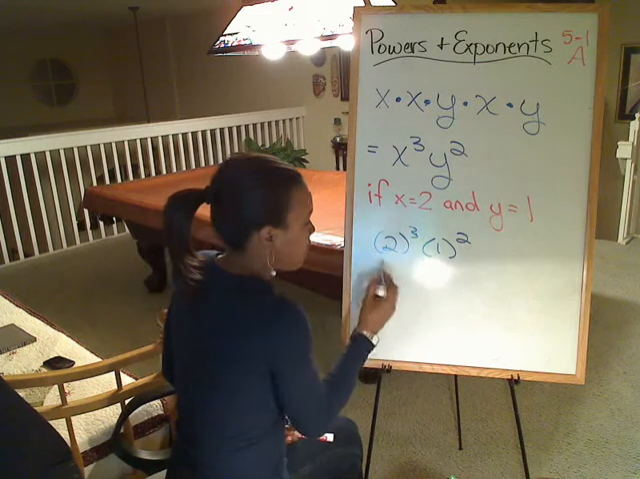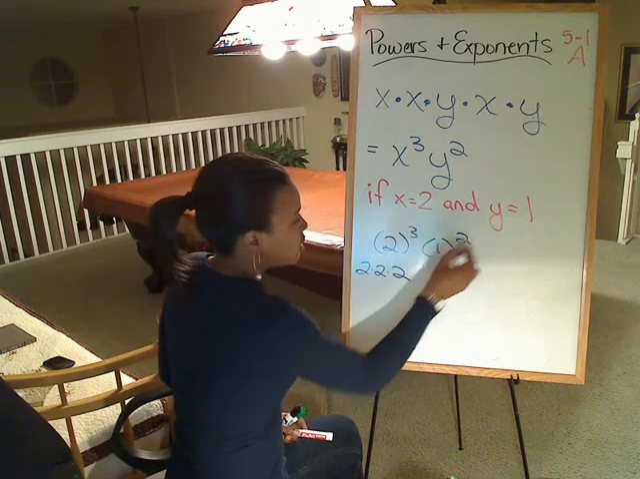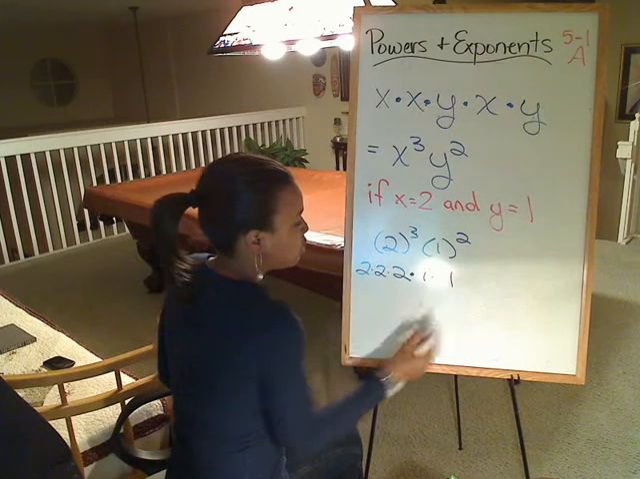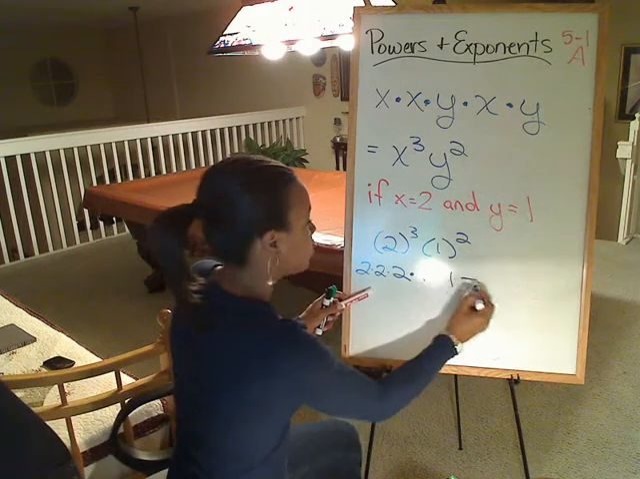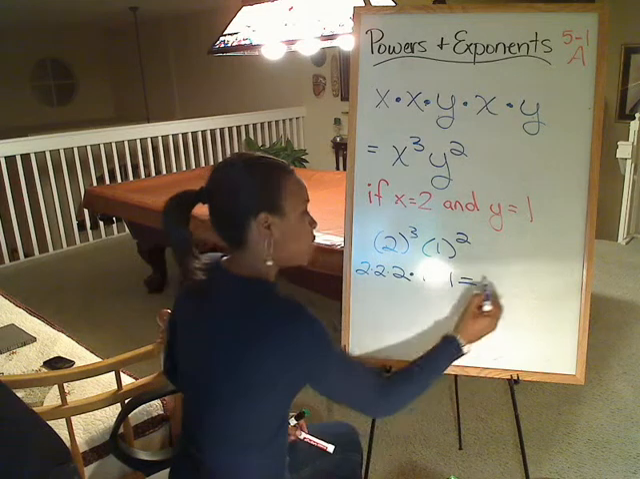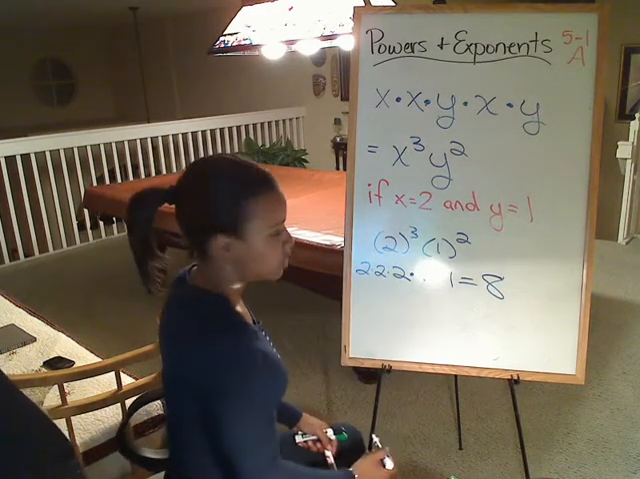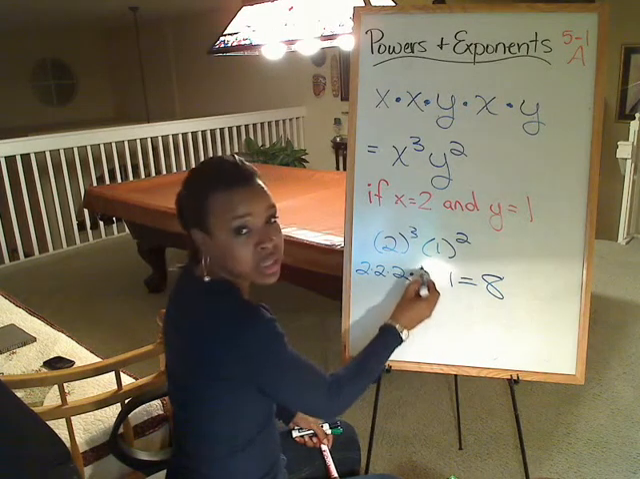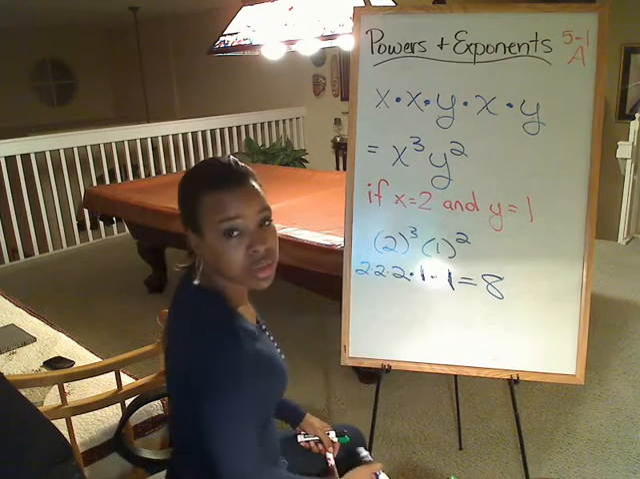2 to the third power, that's 2 times 2 times 2. 1 squared is 1 times 1. You could just multiply it all together because this is all multiplication. So when you multiply it all out, 2 times 2 times 2 times 1, you get 8. Final answer. Okay, I know this is in the light, but there's actually a 1 right there. Multiplication and a 1.